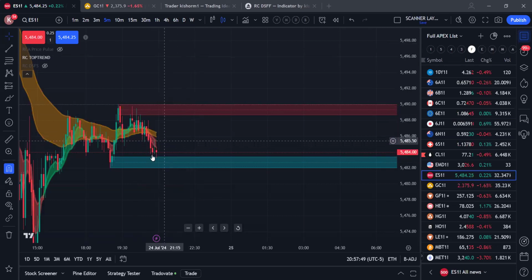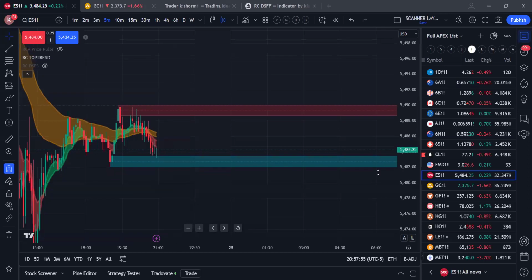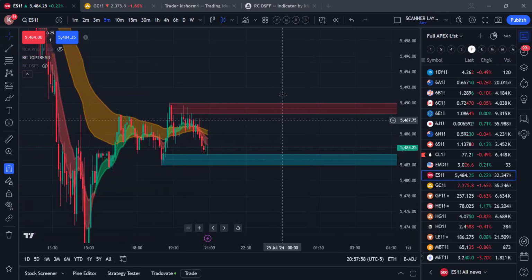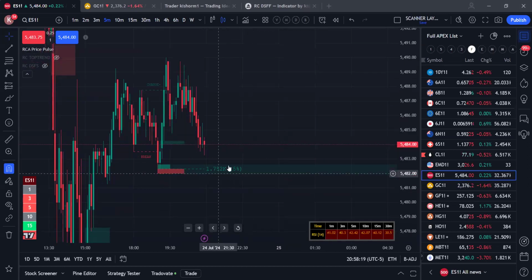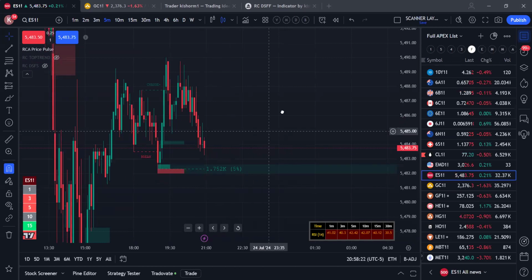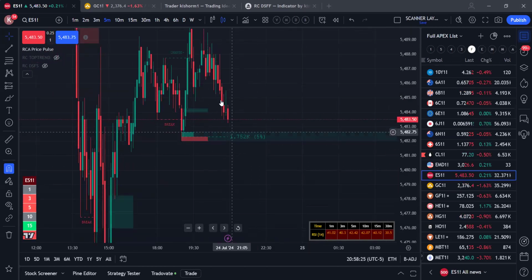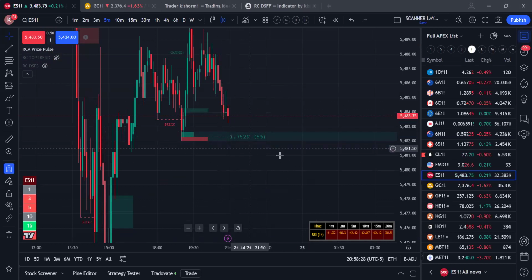But let us wait for a green candle. If we see a green candle now, then we can make $200-$300 with each account. Right? Is that clear? So again, if you are still not convinced with the top trend, you just open your price pulse and see there is nearly 1.75 thousand contracts. Big companies are trying to buy it at this price.